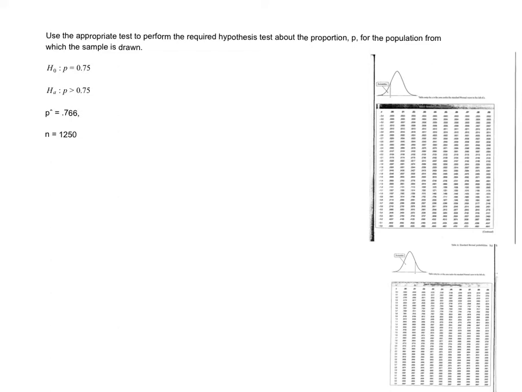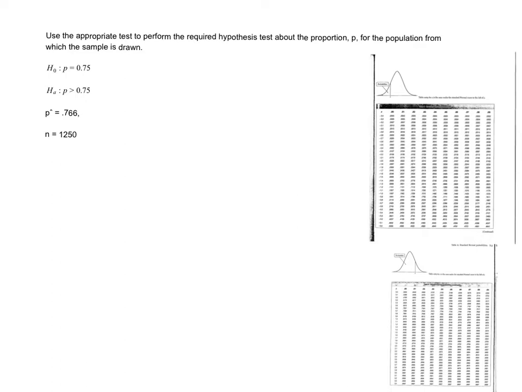So let's look at an example of a hypothesis test of just a generic situation where the null says that the proportion of all individuals in the population that do something is 0.75, the alternative being it's greater than 0.75.